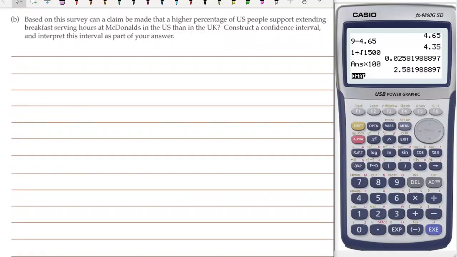Can a claim be made that a higher percentage of US people support extending the hours versus the UK? So we're going to construct a confidence interval on the difference. In the US, we have 76% as the proportion. In the UK it was 59%. So the difference between the two, 76 minus 59, is going to be 17.